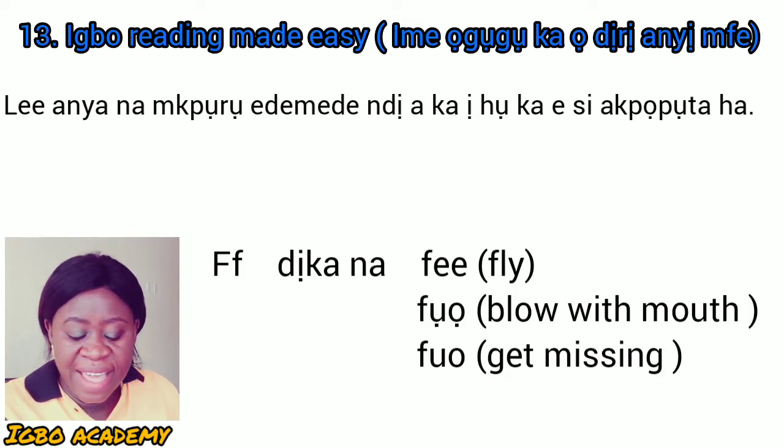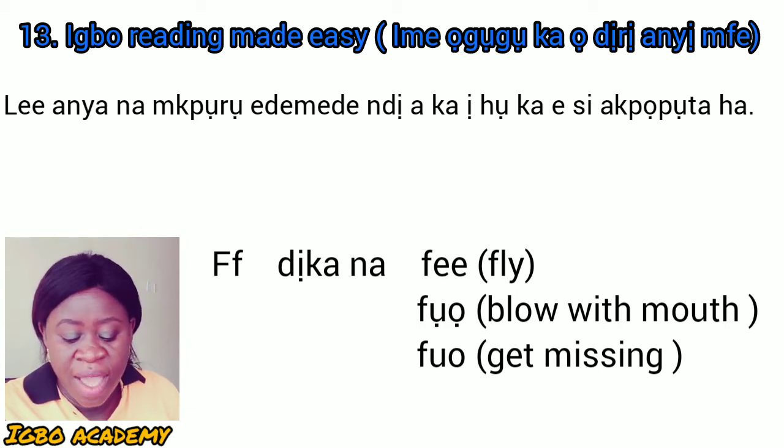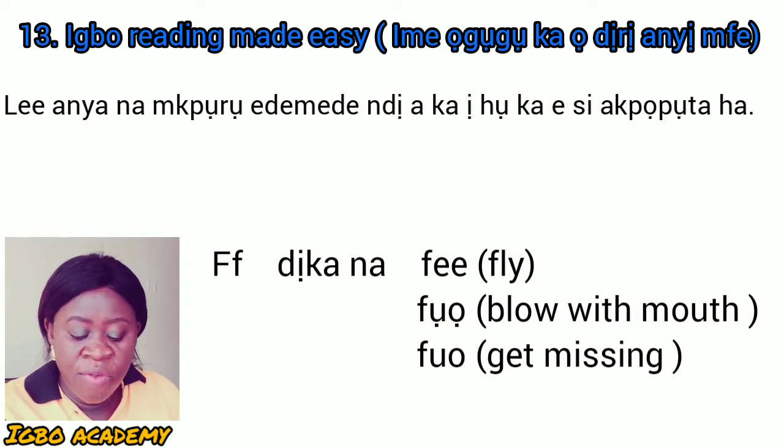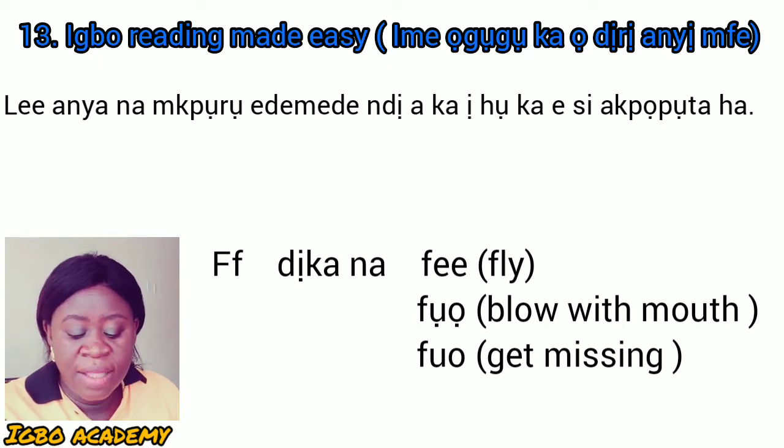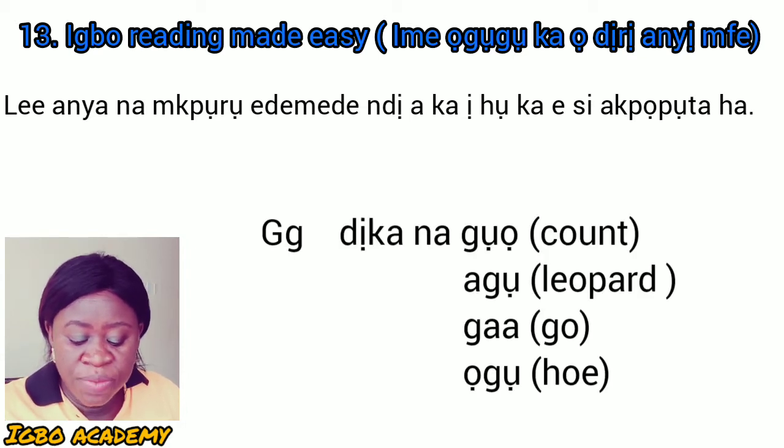F. Dịka na Fe, fly. Fo, blow with your mouth. Fu, get missing. Fe, to fly. Fo, to blow with your mouth. And fu, to get missing. Then we go over to G.